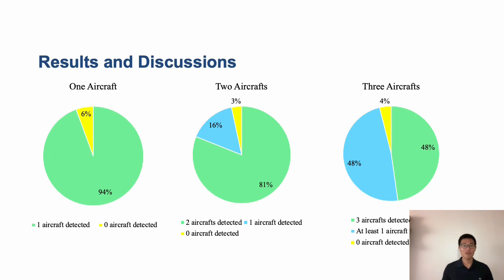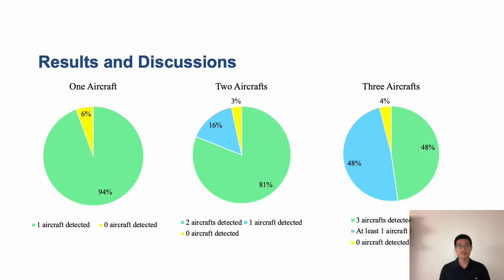All right, now moving on to the results and discussion. We have separated the results into five main sections, where for each case we increase the number of aircraft in the image and evaluate how well the model performs. For the first case, we only have one aircraft. The model is able to detect it 94% of the time and draw the bounding box around it. 6% of the time it's not able to detect anything.